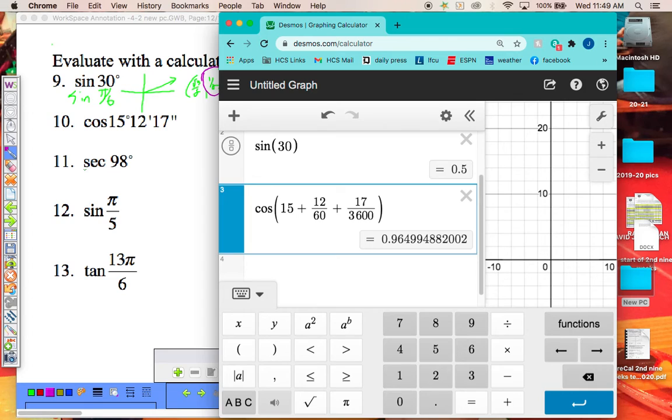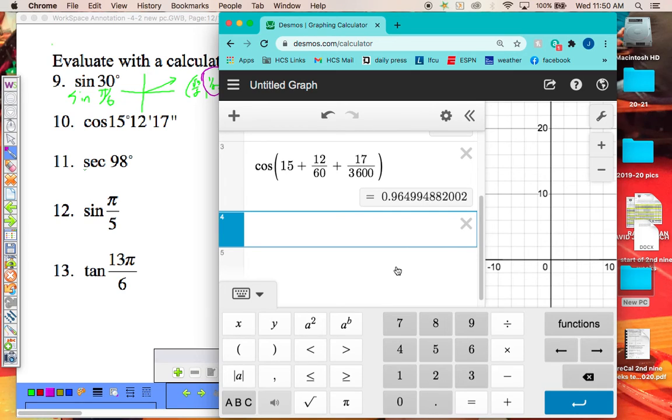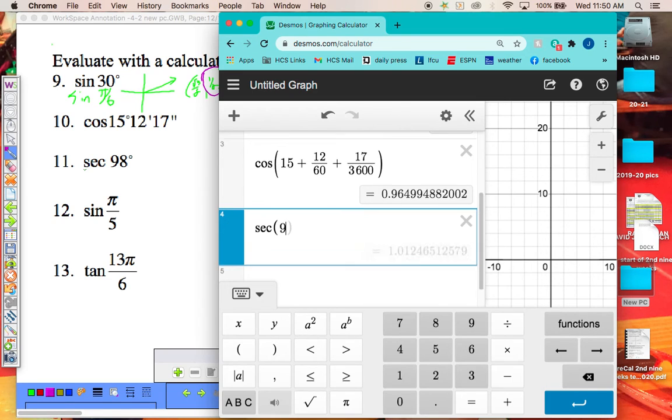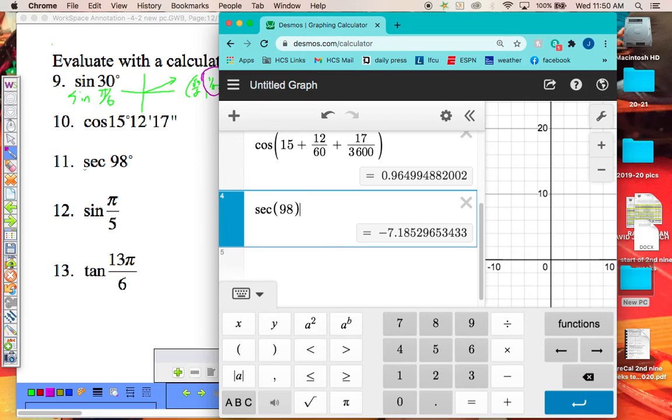All right, so this is just knowing how to plug it in right. All right, so that's number 10. I'm not going to write them down because you can see them up here. All right, secant of 98 degrees. So I'm just going to go over here and say the secant of 98 degrees. And I get negative 7.185. Remember, round to 3 decimal places. I take off if you don't.